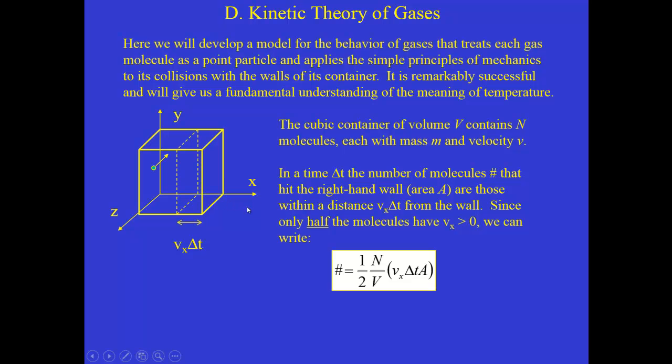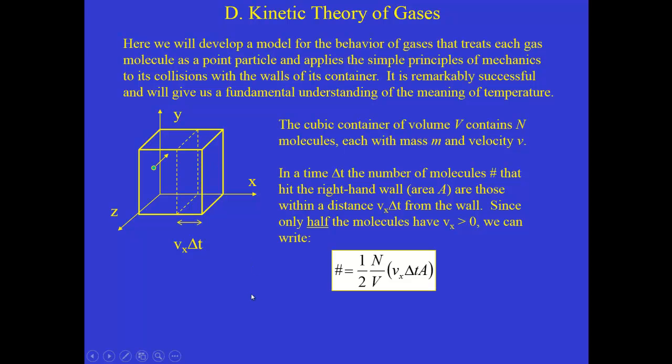But then we have to take into account the fact that some of the molecules within that volume are actually moving to the left. They have negative x components of velocity. On average, half of the molecules should have positive x components and half should have negative. So what we can write down is the number of those molecules that will make collisions with the right-hand wall in a time delta t.